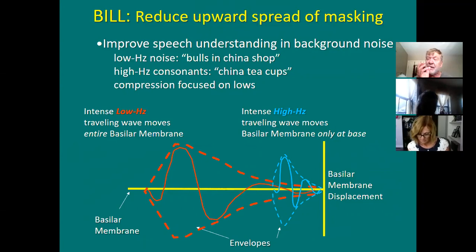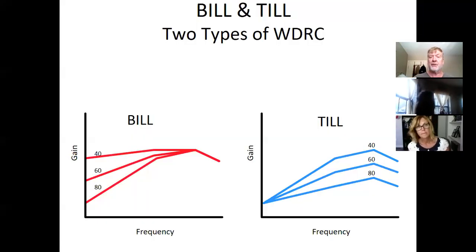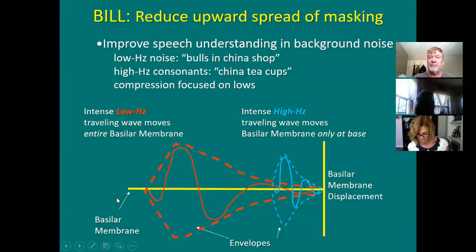There's the reasoning behind BILL. Let's go back to BILL for a second here on the left. Here's some of the reasoning: upward spread of masking. I always wish this black bar would disappear at the top of the page. I'm never sure how to get rid of that, but you know what I mean. Upward spread of masking. Remember when you studied it in anatomy class? Look at the yellow horizontal line. That is the basilar membrane of your cochlea. That's the floor upon which your hair cells all stand.